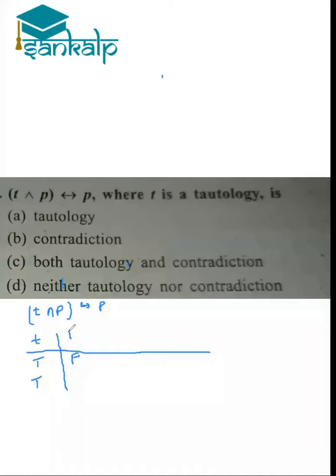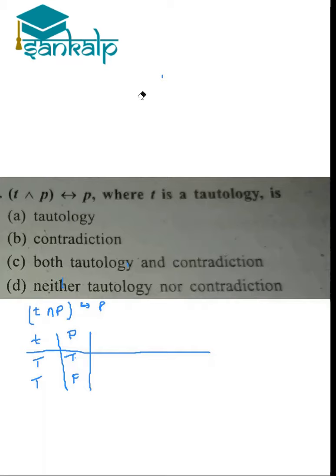To form the truth table, we require the values of T and P. T is always true, so T and P I have written. For P, once we are considering a true value, once a false value. So on simplifying further, one value is T, another value is false. Now we combine the result with the double implication P. First I will combine the result T and P.